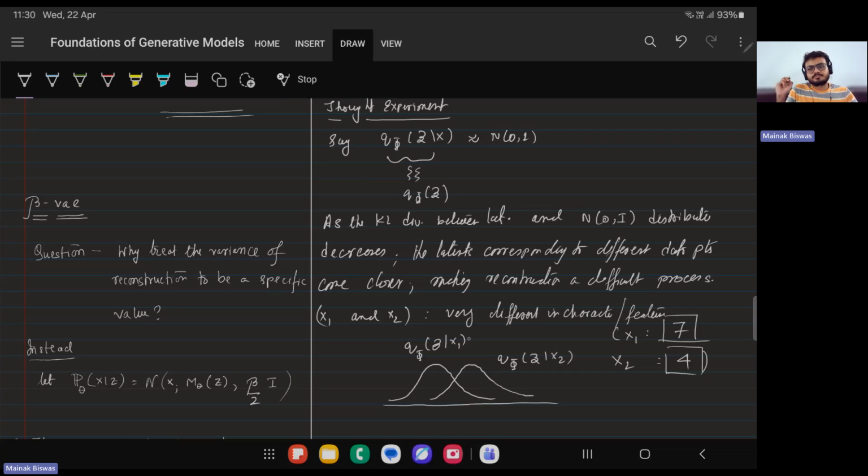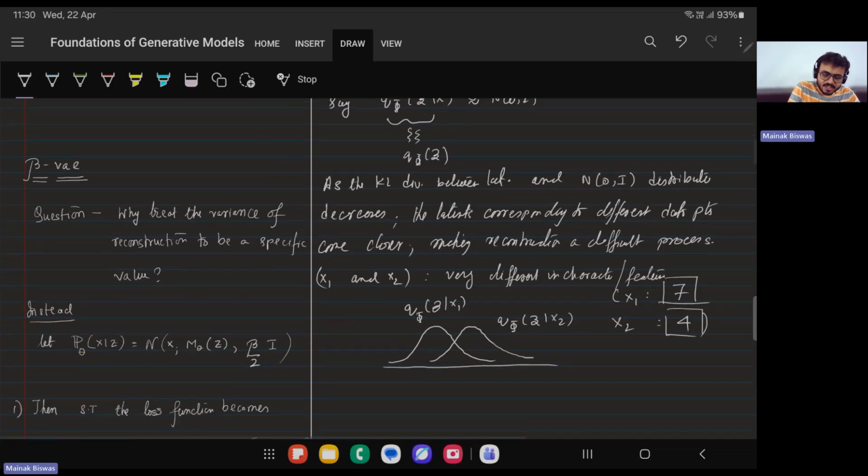Now, as the KL divergence to normal 0-1 decreases, they become very close to one another. So say the normal distribution is like this. This is normal 0-1. What would happen if the KL divergence between these two decreases? It will create an attractor between these two. So these two distributions, distribution 1 and 2, would come close to one another.